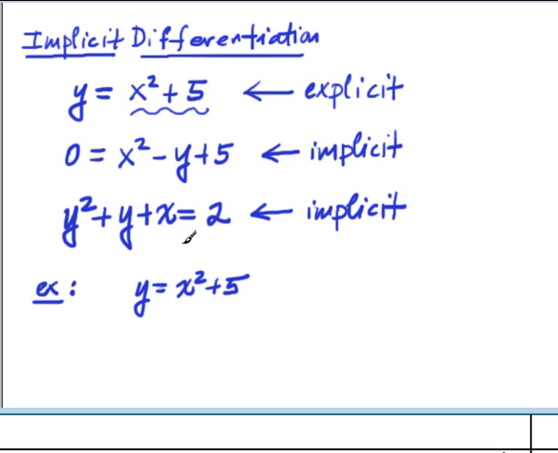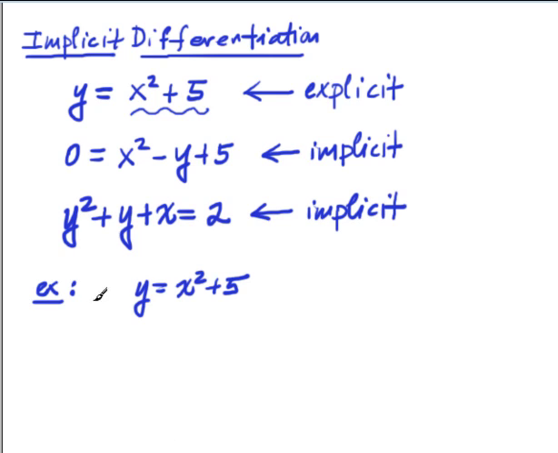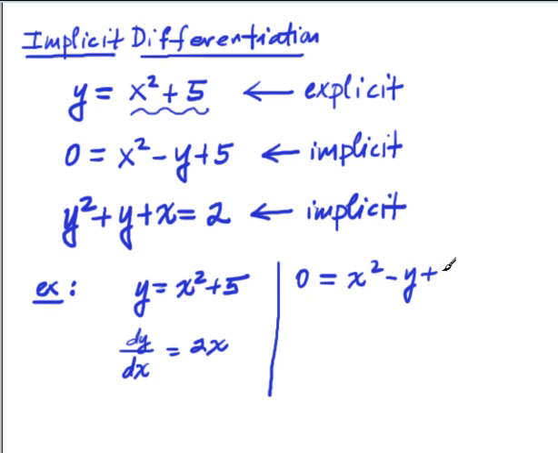So let's start by differentiating. Let's start with this example, y equal x squared plus 5, and we're going to differentiate this in the usual way. Let me just make this a little bigger. In the usual way, we have dy/dx is equal to 2x. And now our very same function written implicitly, let's differentiate it while it's written like this.